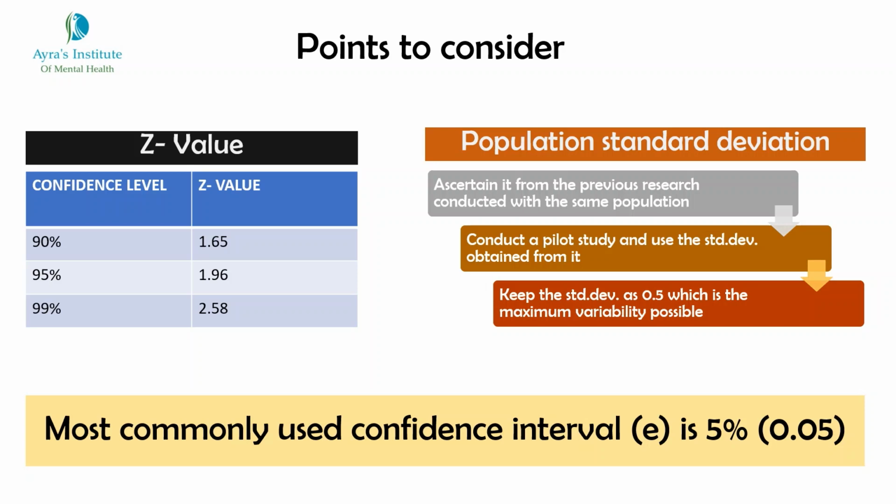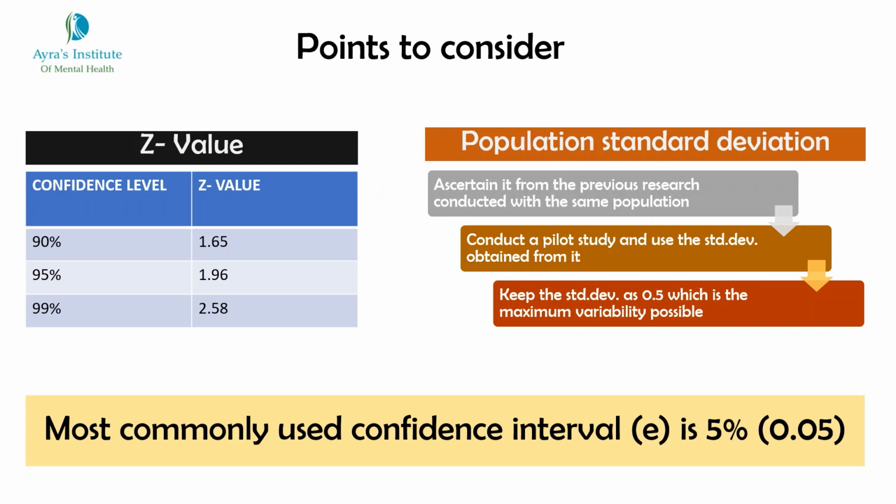Another important point. Since we have not conducted the study yet, how can we get the population standard deviation? A few commonly used strategies are finding the population standard deviation from the previous researches done with the same population, or finding this value through a pilot study, or the most commonly used value is 0.5, which is the maximum standard deviation possible.